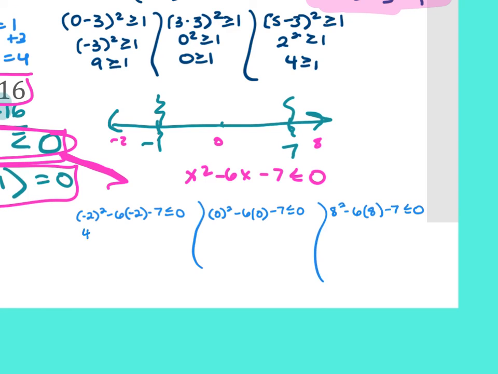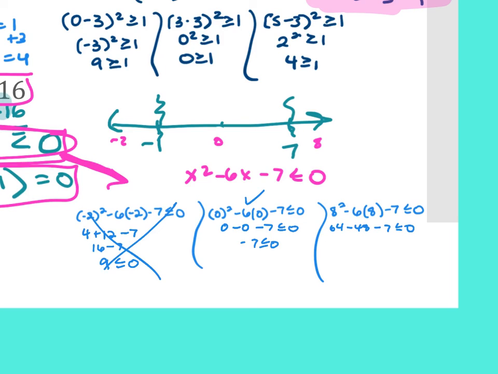So I get 4 plus 12 minus 7 is 16 minus 7, which is 9. That is not less than 0. So I rule that section out. Go to the middle, 0 minus 7. Negative 7 is less than or equal to 0. So that works. 8, I'm assuming this one's not going to work. Which is 9. Does not work. Which means my solution set is in here.